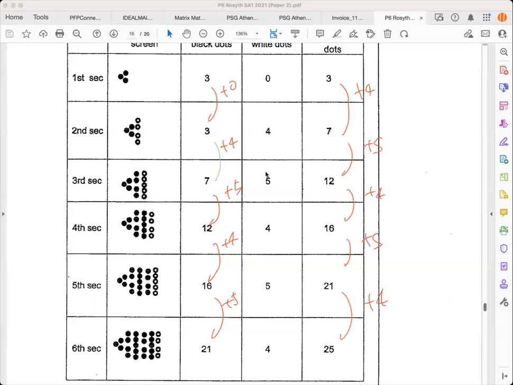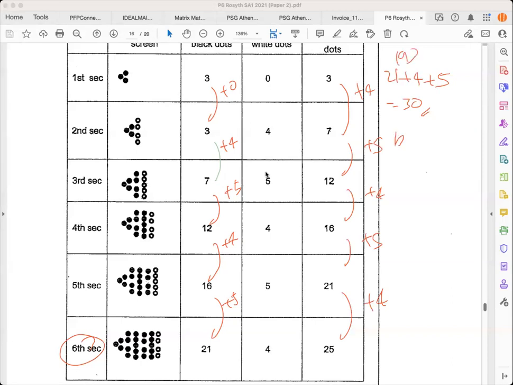But then we read the first question. The first question: how many black dots are there at the 8th mark? So the 8th mark. This is the 6th mark, right? The 6th mark is 21. The 7th mark will be plus 4. The 8th mark will be plus 5. So it's plus 4 plus 5. So you get 30. So that's easy. That's part A.